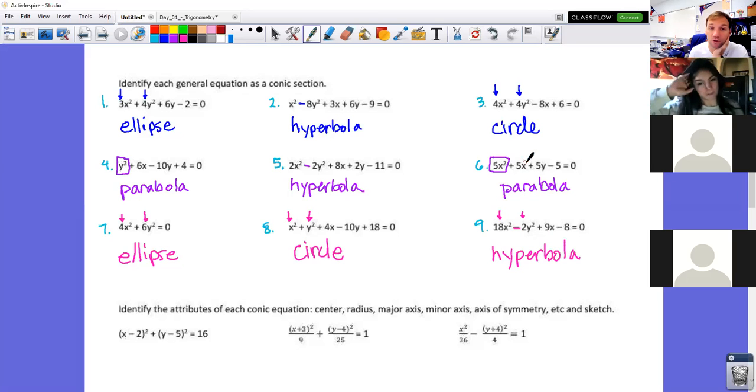So those are the clues you're looking for. You're looking at pluses and minuses, you're looking at coefficients, and you're looking at how many squared things there are. That's how we identify these conic sections from a general equation.